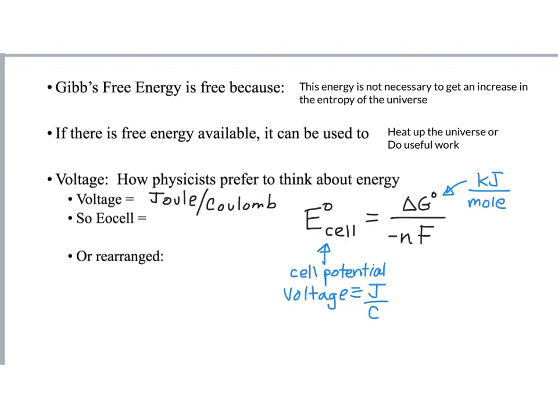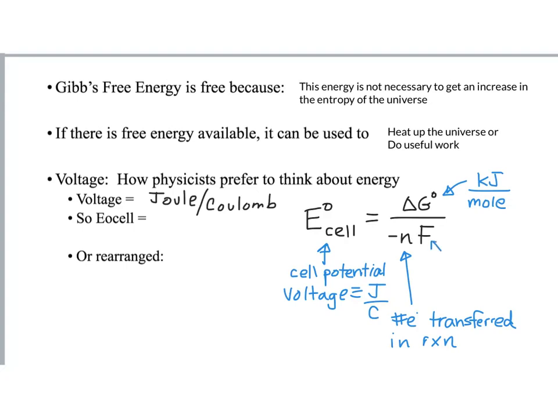Now the two terms on the bottom are new. The N represents the number of electrons transferred in the specific reaction that you're looking at. So you'd have to get that by looking at the half reactions and figuring out how many electrons are exchanged.